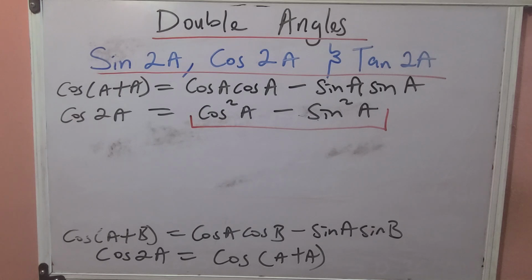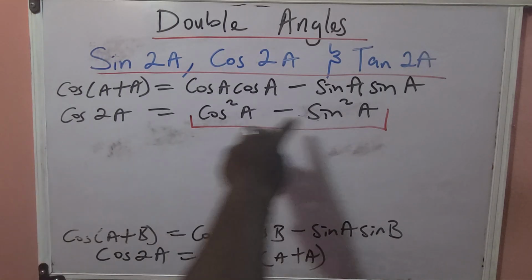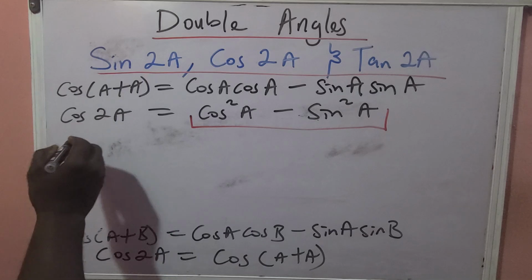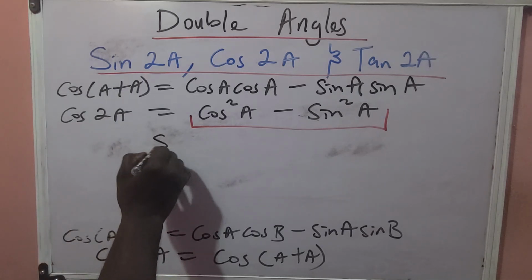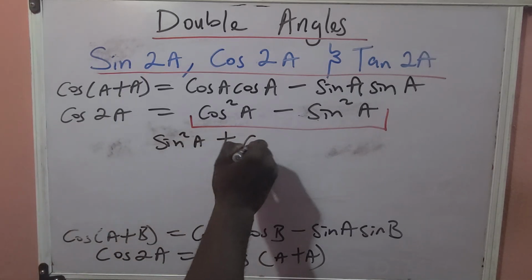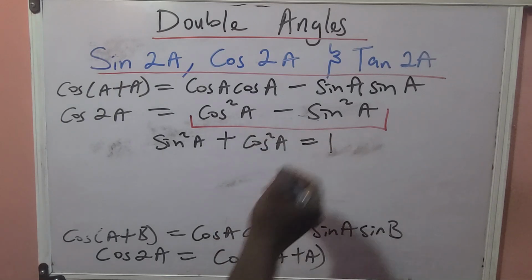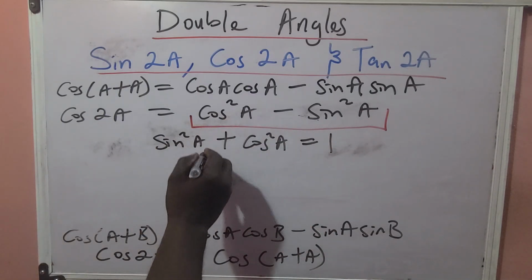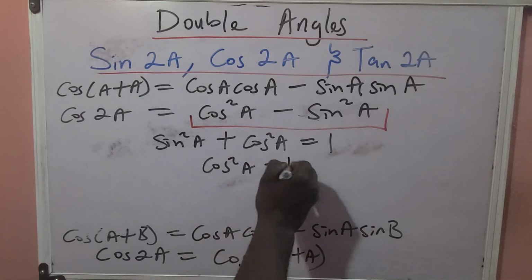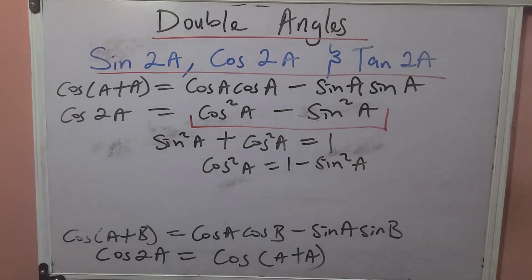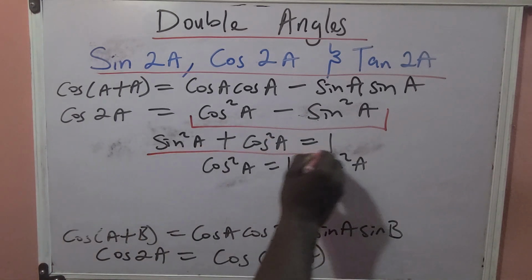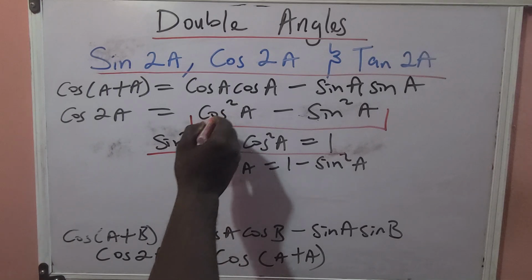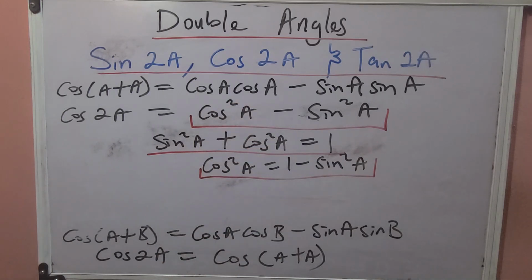Now, I need to show you that for this cos 2A, we can have two other different formats to write the identity. So we have cos 2A, but don't forget that sine square A plus cos square A is actually equal to 1. So if I decide to replace cos square A with 1 minus sine square A, I would not be wrong. This was one of our basic identities right here. So I can replace wherever I saw cos square A with 1 minus sine square A.